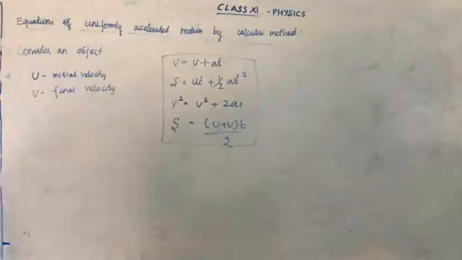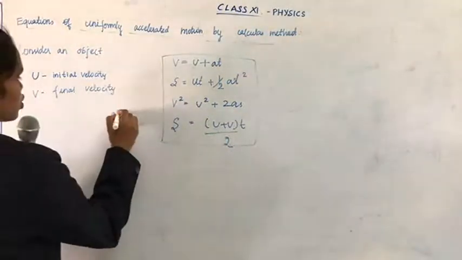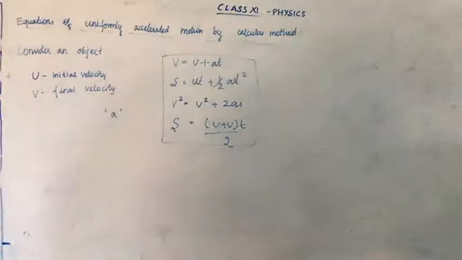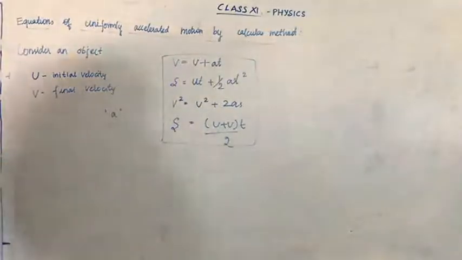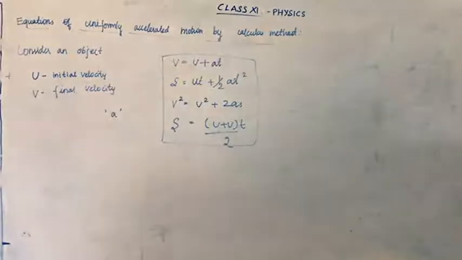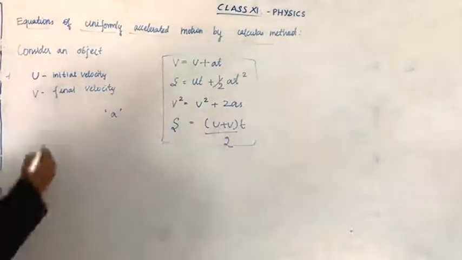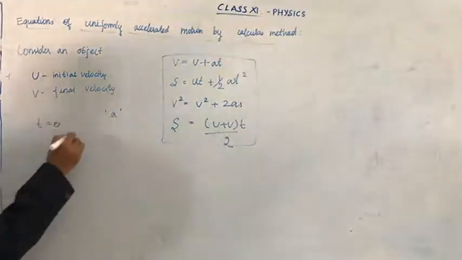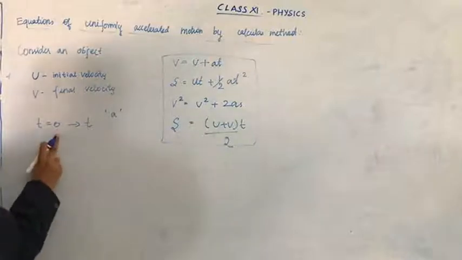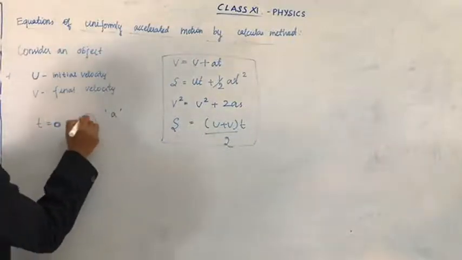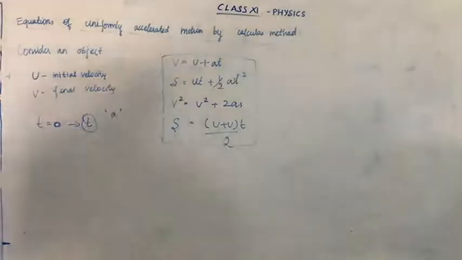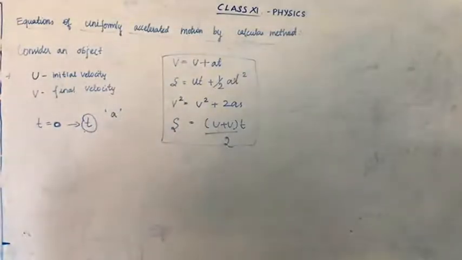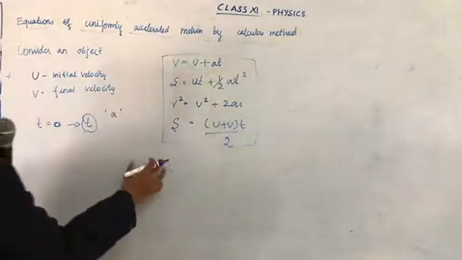Consider an object moving in a straight line with a uniform acceleration. Here, acceleration is uniform, a constant all over the area. So a is the acceleration, and that is a constant. Now, the time t equal to 0 at the initial stage, and at the final stage there is some t. Have you noted down? There are three relations in this equation.